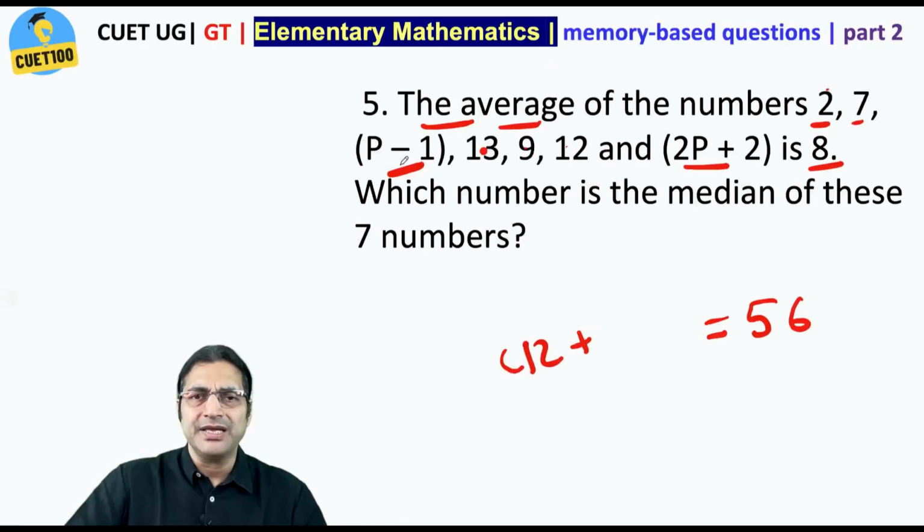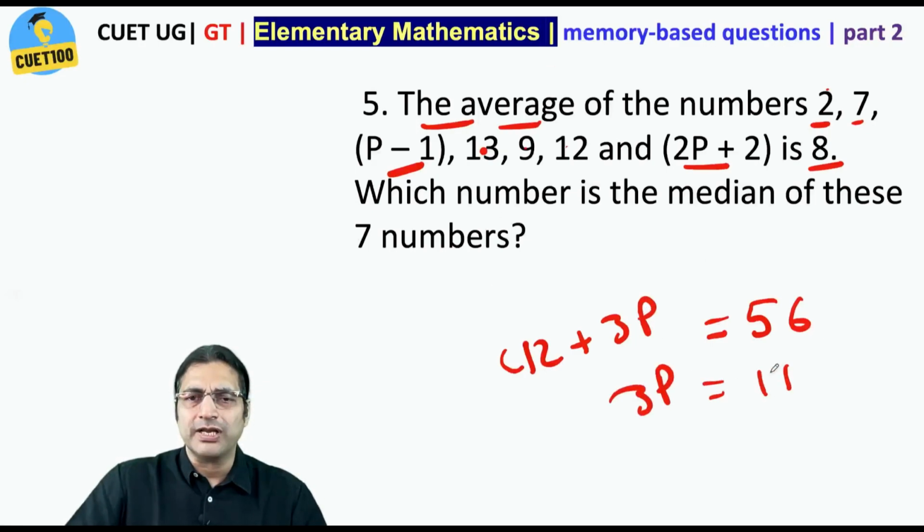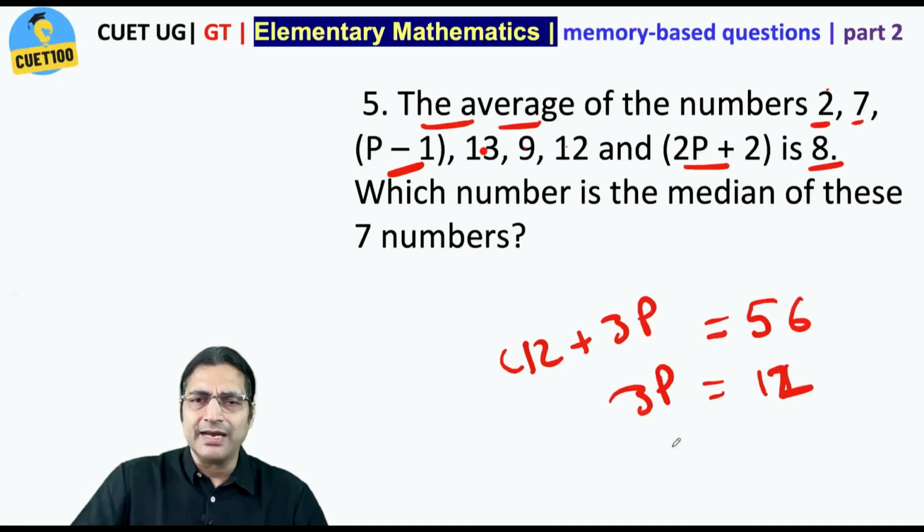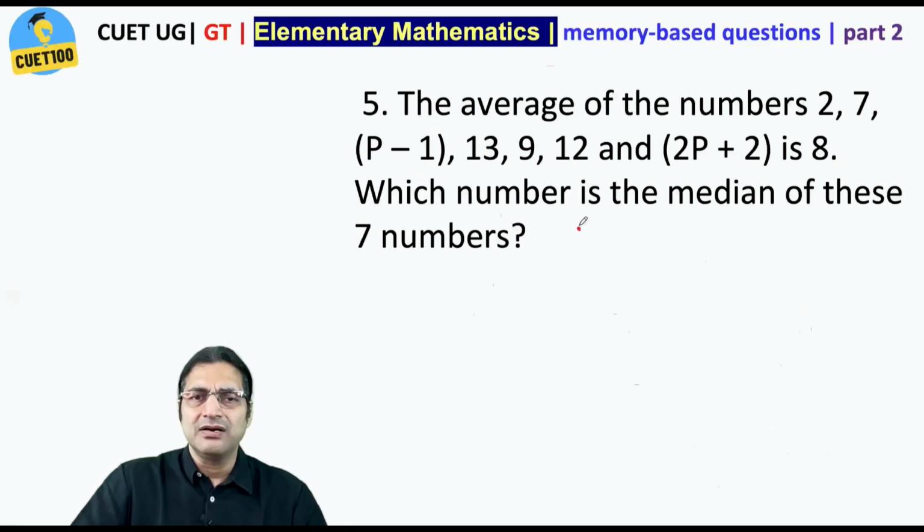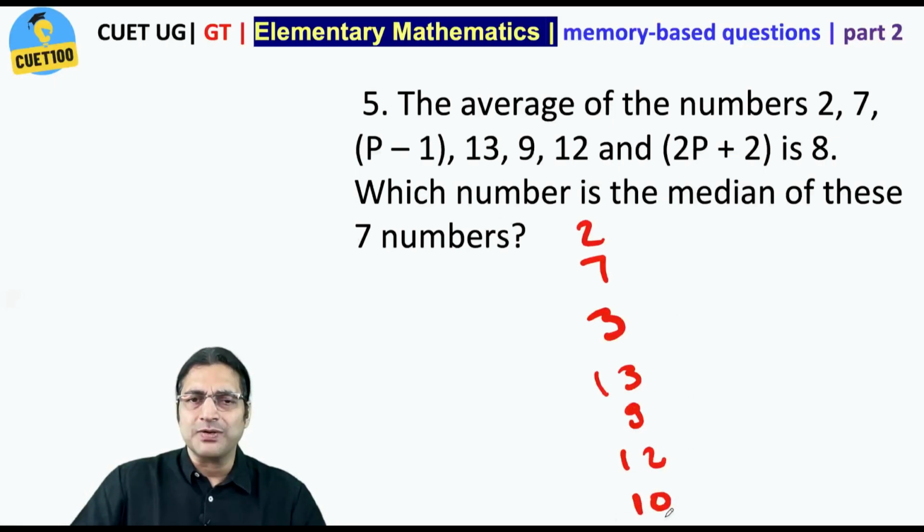42 plus P and 2P, 3P. This gives us 3P equal to 56 minus 42, 12, right. This gives us P equal to 4. So, now the numbers are 2, 7, 4 minus 1, 3, 13, 9, 12 and 2P plus 2, 4 into 2 plus 2, 10. Arrange them in a sequence: 2, 3, 7, 9, 10, then 12 and 13.